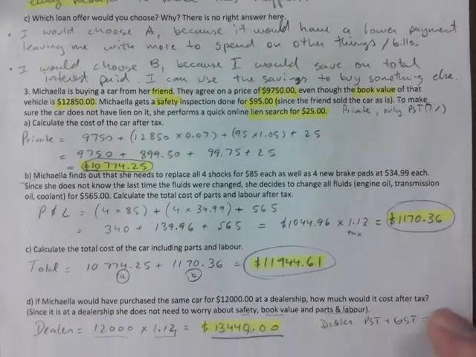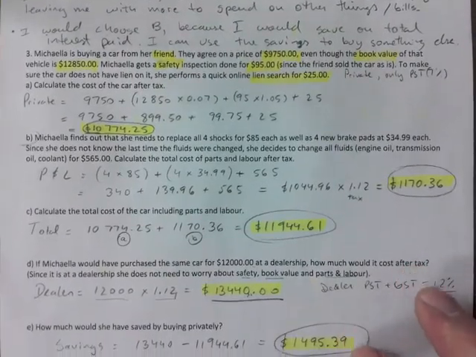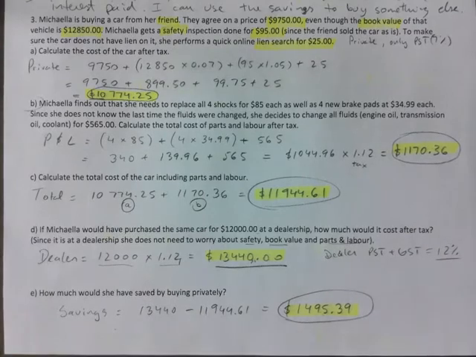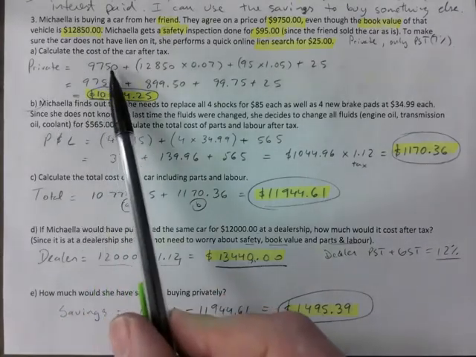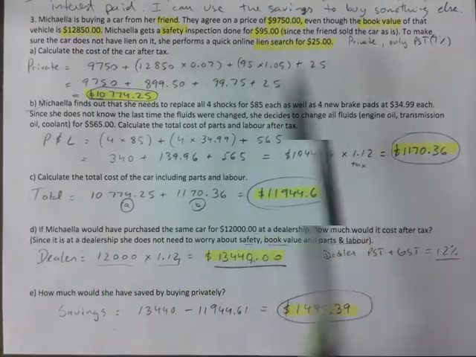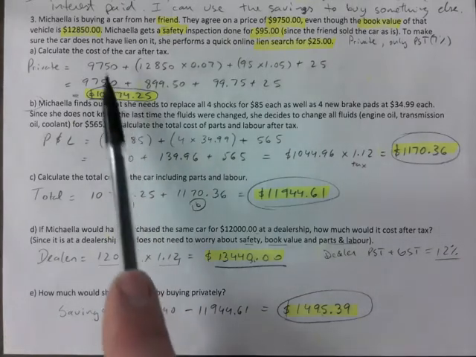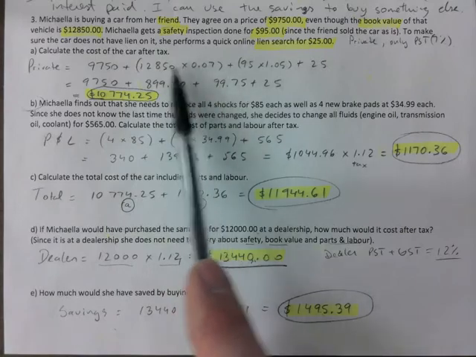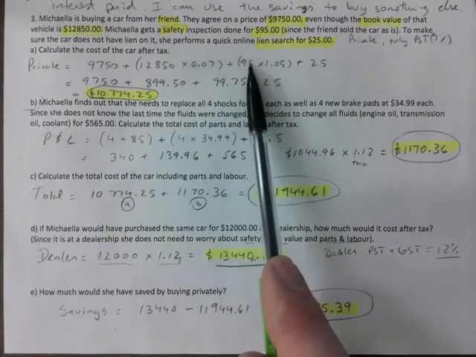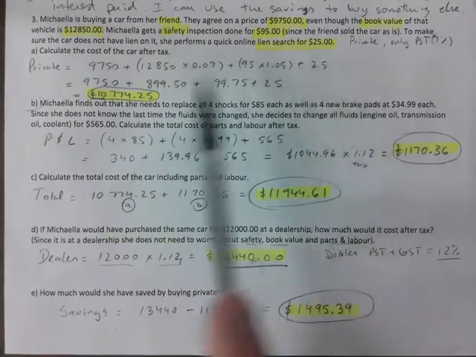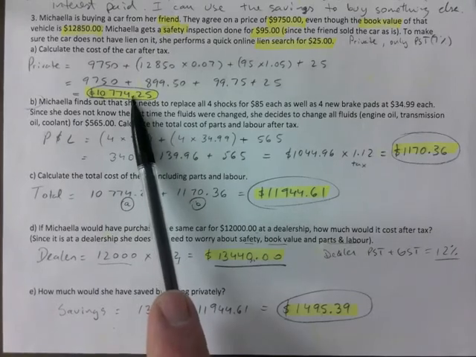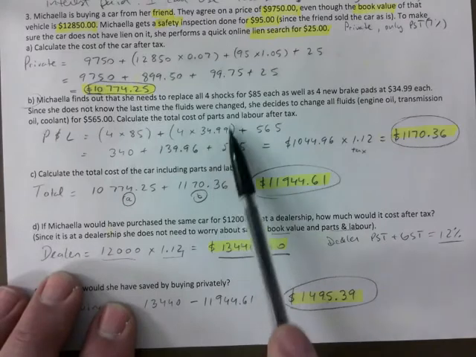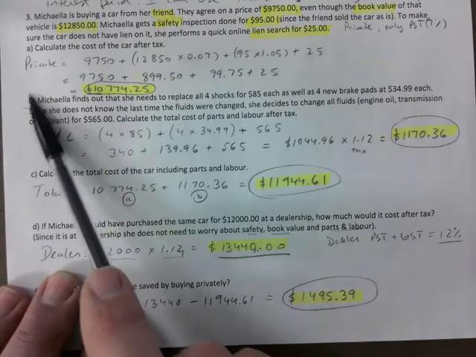Okay, question three is just a private sale. I'm just going to mention I'm using my used private formula. Make sure you have those formulas on your study sheet, right? And the book value is higher, so we pay PST on the book value. There's a safety and a lien search. So this is what it costs after tax just to buy the car. Then I throw in some parts and labor, but that's part B, right?